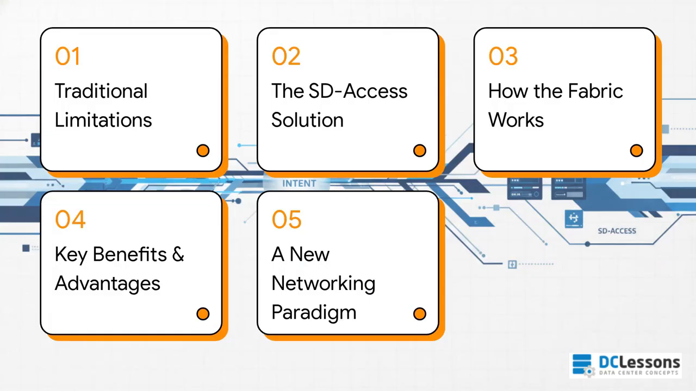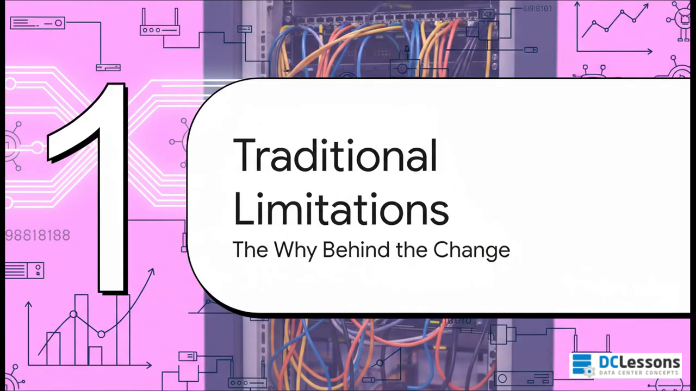All right, here's our game plan. First up, we're going to set the stage by looking at why we even need a change. What's wrong with traditional networks? Then we'll introduce the SD-Access solution, pop the hood to see how its fabric actually works, and then we'll unpack all the key benefits. And finally, we'll see how it all pulls together to create a brand new way of thinking about networking. So let's dive right in with the challenges.